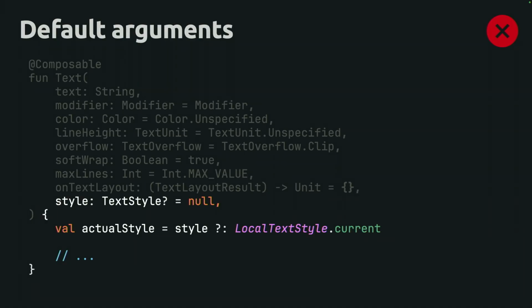I want to point out a possible anti-pattern here as well. It might be tempting to use a null value as a marker in your parameter list, which just means that this value has not been set, and then inside your implementation resolves it to some other value, for example, that composition local that we've just seen. But you should really not do this. You shouldn't use null as a marker of an unset value. You should really only use null as a default argument if it means the absence of something.